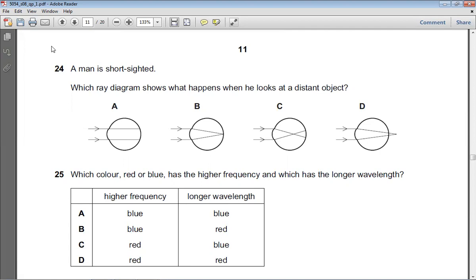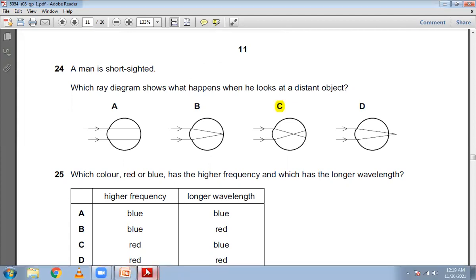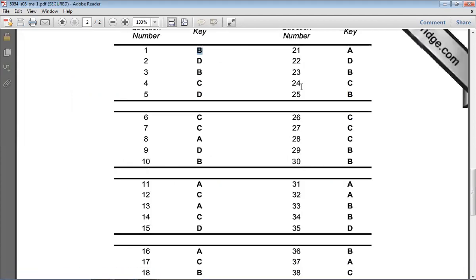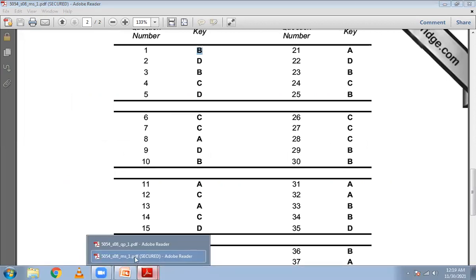So I think C is the right option, sir. Question number 24, C looks the best option to me. Question number 24, C is the right option, sir.